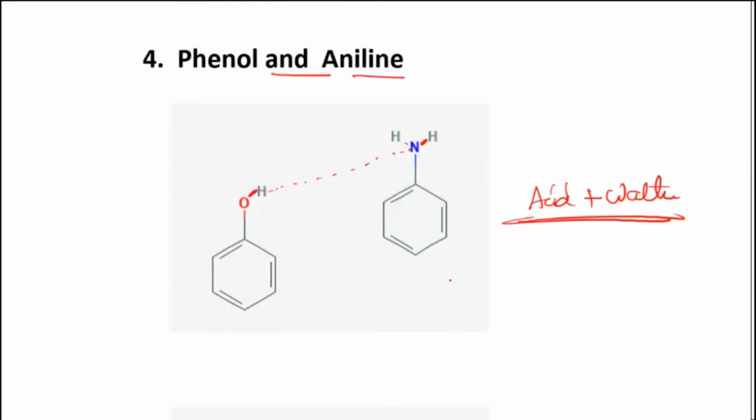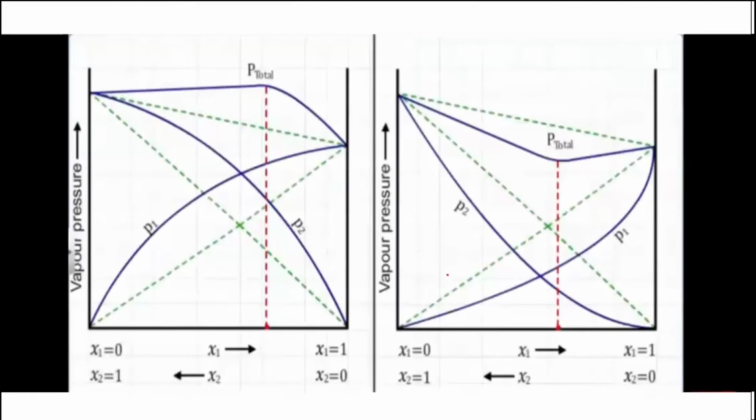It's a connected topic. Now see this diagram, students. When you observe this diagram of both the positive and the negative deviation, if you have a detailed look at this graph, can you see at this point over here, the vapor pressure is very high? And then in the second graph, you can see at this point the vapor pressure is very least. For the negative deviation the vapor pressure is very least, and for the positive deviation they are showing a higher vapor pressure.